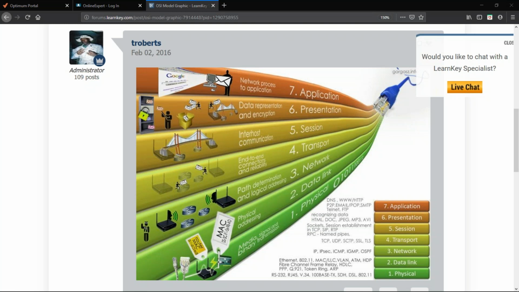It gives you explanations every time you get something wrong. So it doesn't just tell you that you got it wrong, it tells you why you got it wrong, and it tells you how to get it right the next time.